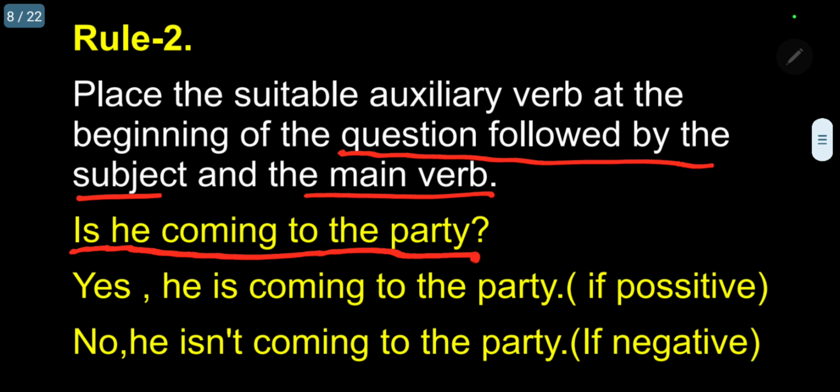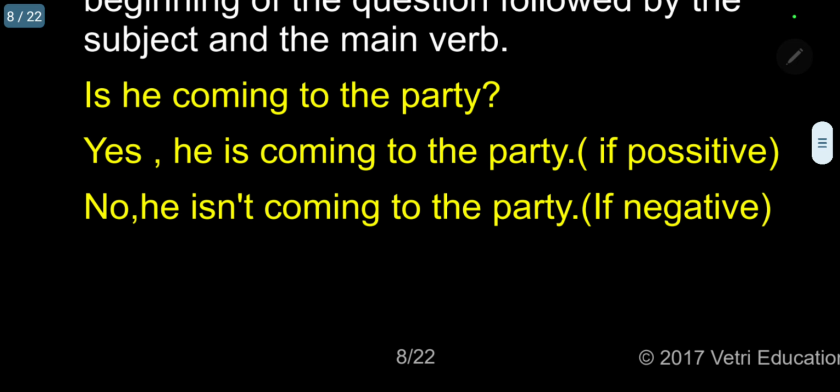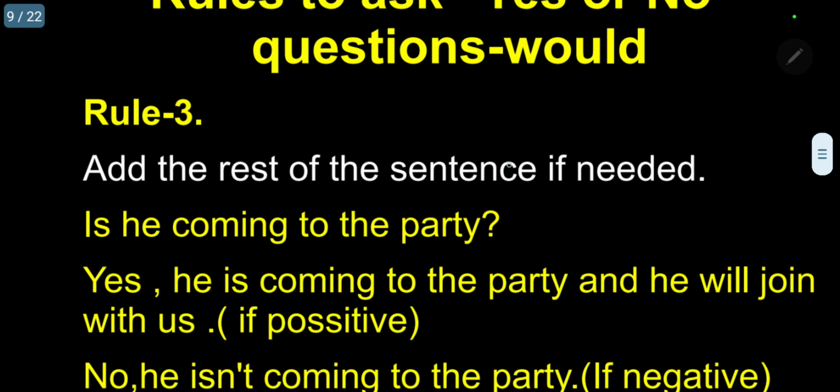So we are raising the questions. We have to place the suitable auxiliary verb: is, he, because he is the 3rd person singular, so we are using is. We should not use are. Please follow. This is the most important. This is the way we have to create questions. Is he coming? For this question, the answer may be yes, he is coming to the party if positive. No, he isn't coming to the party if negative. Rule 2.